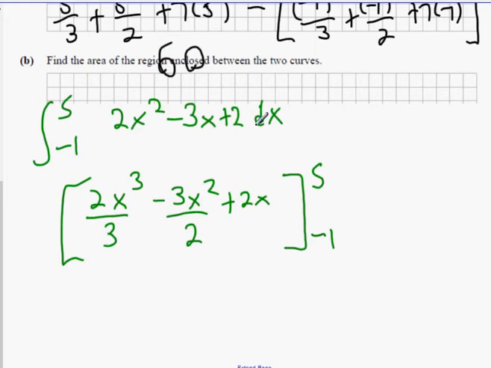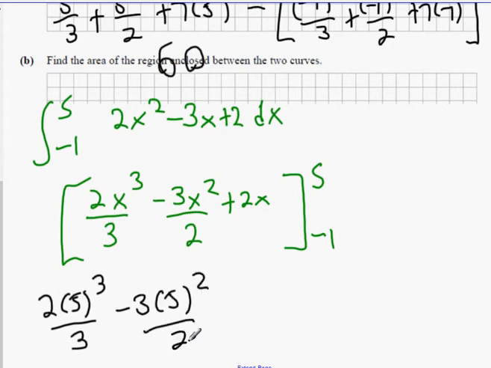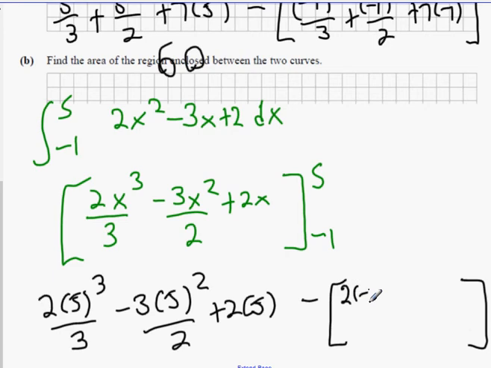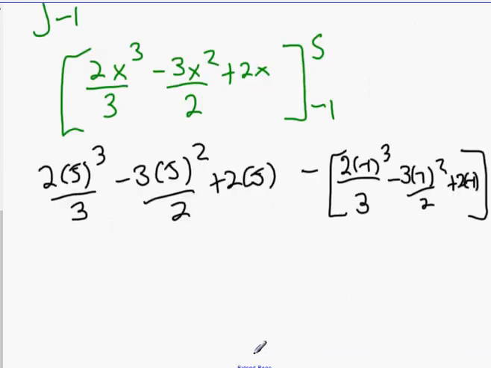You write this out longhand, you're going to go 2 times 5 cubed over 3 minus 3 times 5 squared over 2 plus 2 times 5. Take away and put this in brackets. You're going to go 2 times minus 1 cubed over 3 minus 3 times minus 1 squared over 2 plus 2 times minus 1. Now, when you put that into your calculator, the full thing is going to be negative 96.